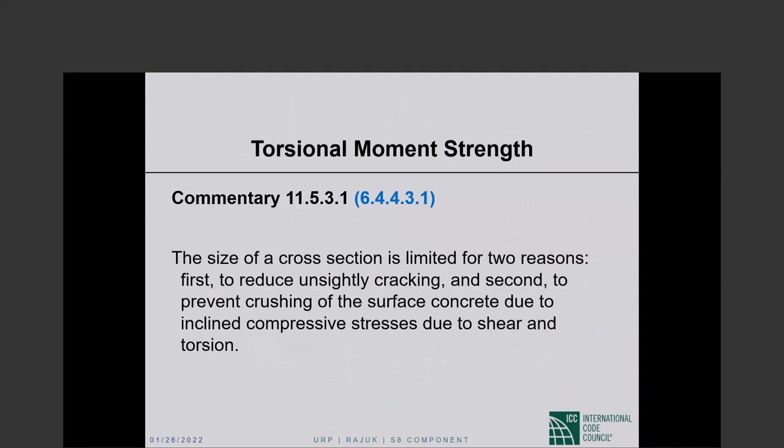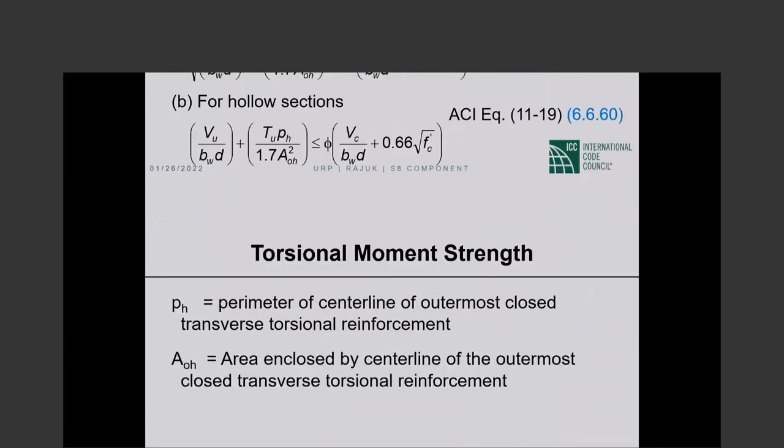The commentary on the limitation that we just looked at. The size of a cross section is limited for 2 reasons. First, to reduce unsightly cracking, and second, to prevent crushing of the surface concrete due to inclined compressive stresses due to shear and torsion, the diagonal compression that I talked about. So this is exactly like putting a limit of 8 square root of f sub c prime on the shear that can be put on a section. When there is shear plus torsion, it gets a little more complicated.